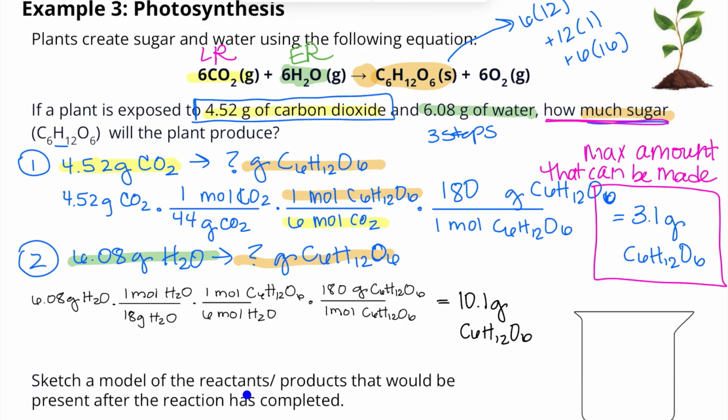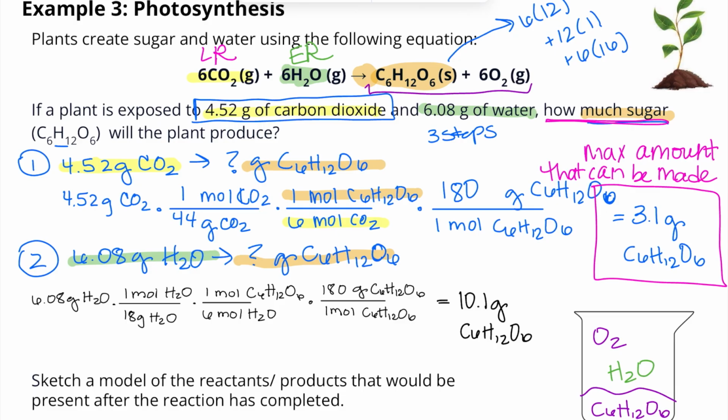If we want to sketch a model of the reactants and products that would be present after the reaction has completed, I know that I'm going to have my products. So I need to include both of my products. This one says the sugar is solid, so I'll make it look like a solid, C6H12O6. That oxygen is a gas, so I'll just put that up there in the beaker as well. And I'm going to include whatever is excess. I'm not going to use up all this water, and so I'm including that H2O gas in my model as well.